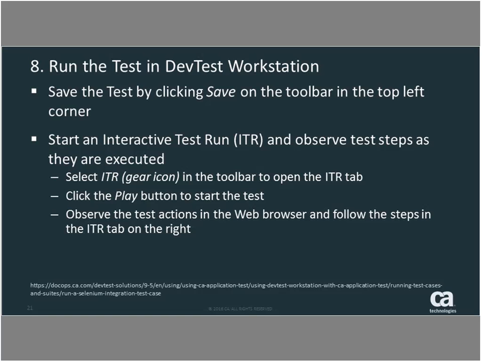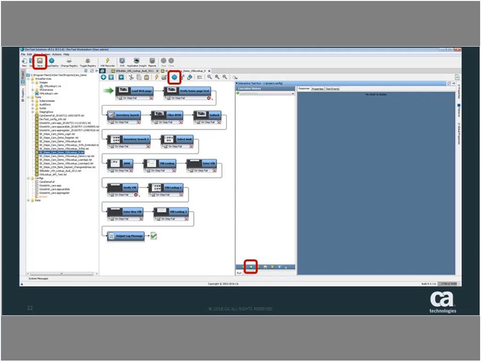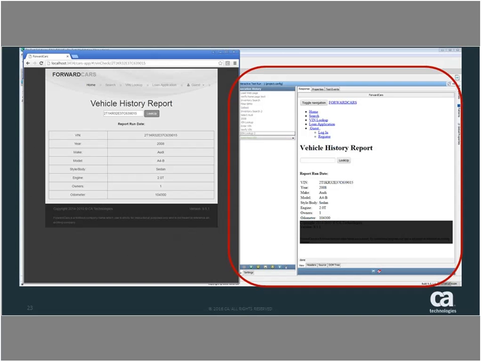Okay, so we're going to click the ITR. It's a gear icon. If you're familiar with DevTest or AppTest, you click the play button, and it walks you through screen by screen. So you click the ITR button, and you'll see in the middle it generates these steps. On the right-hand side, you get the response.